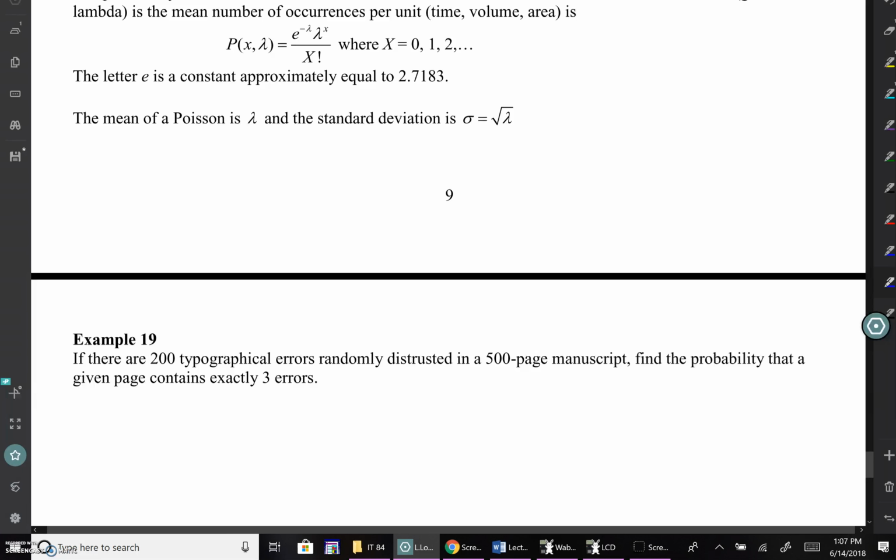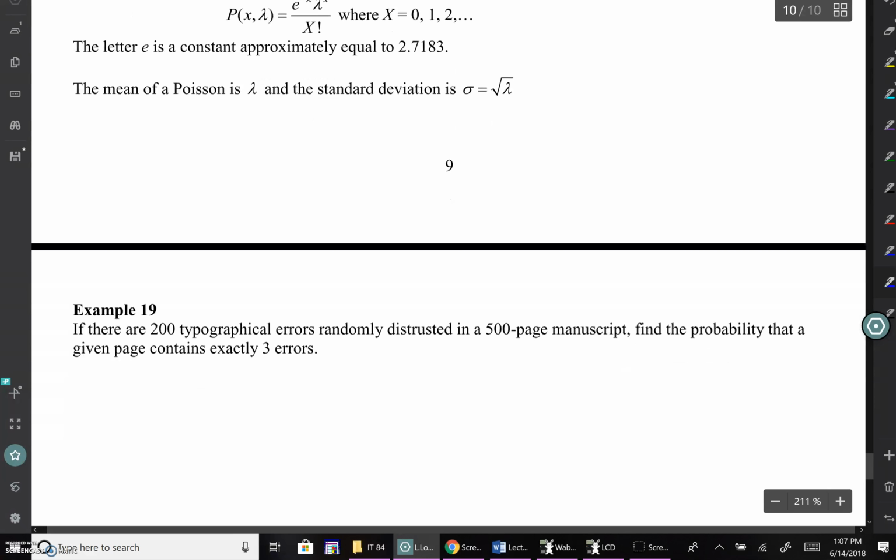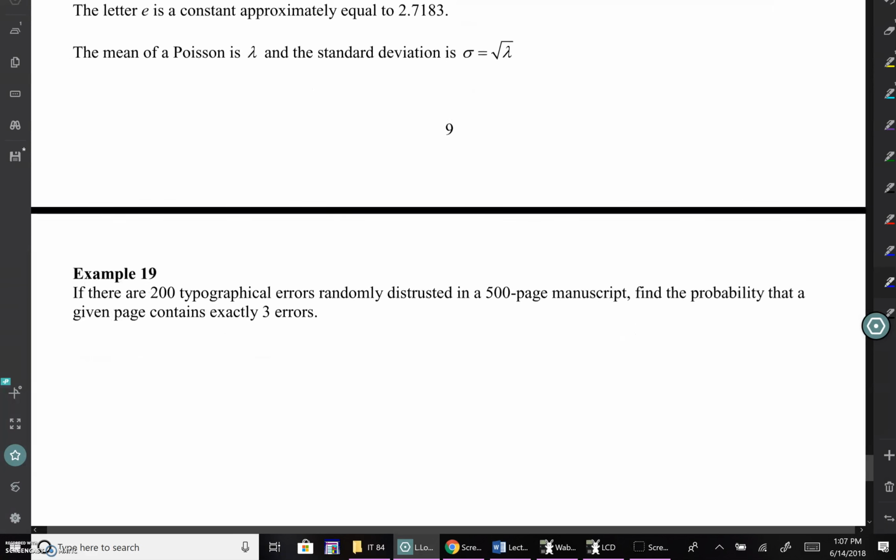If there are 200 typographical errors randomly distributed in a 500-page manuscript, find the probability that a given page contains exactly 3 errors. Which I think there's some spelling errors in here, which is a little bit ironic, but that's all right. We'll go with it.